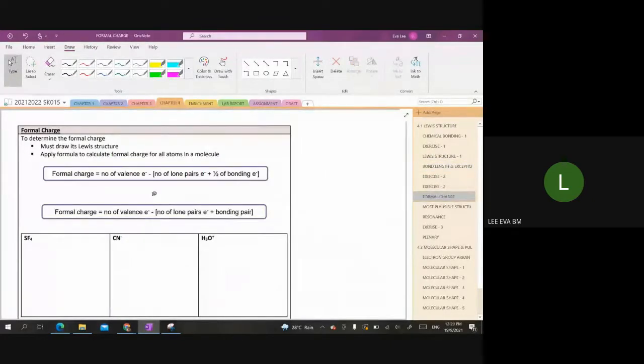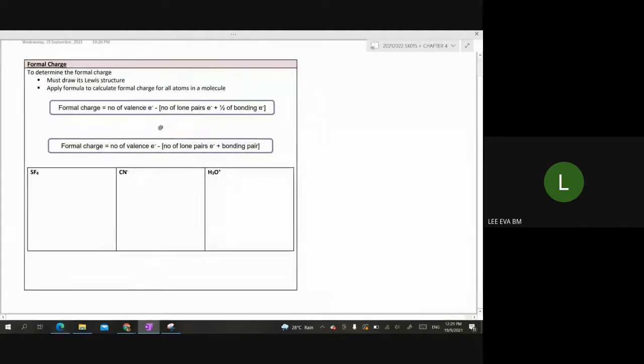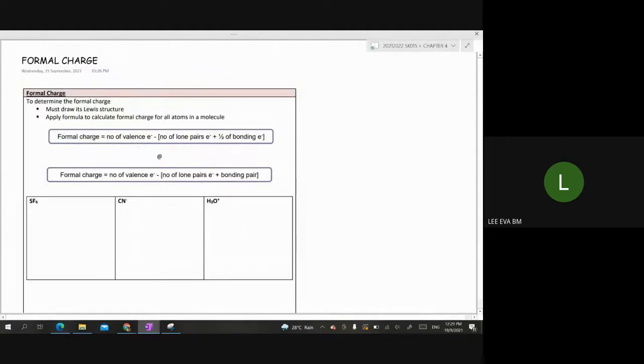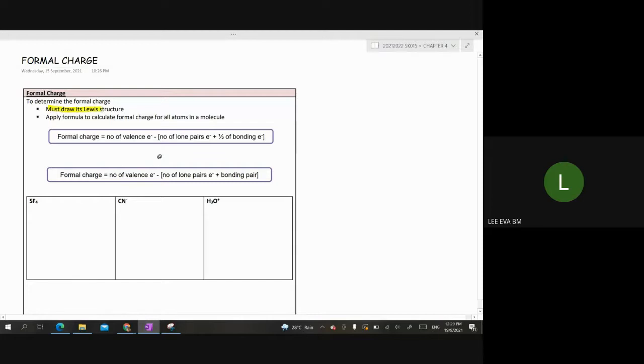Okay. Next one, madam wants to show you the formal charge. So for this one also, you can practice in the template just now. So madam shows you 3 more Lewis structures. Formal charge also depends on your Lewis structure. Let's look at the point. Must draw the Lewis structure. Apply the formulas to calculate formal charge for all atoms in the molecule. Bukan satu atom saja, untuk semua atom. Kalau structure itu ada 5 atom, so calculate untuk semua.